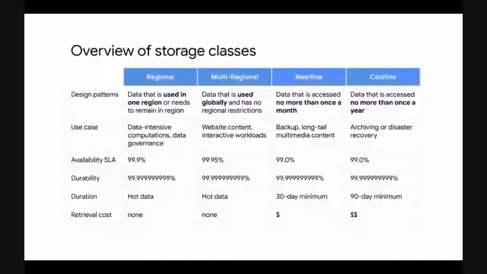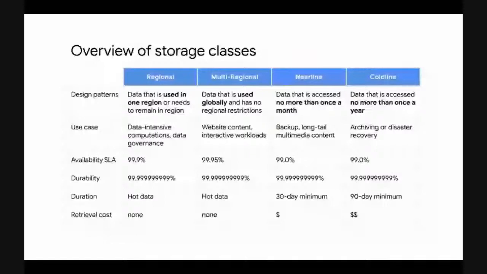Coldline storage is a very low-cost, highly durable storage service for data archival, online backup, and disaster recovery. So Coldline storage is the best choice for data that you plan to access at most once a year due to its lower storage cost but higher retrieval cost.